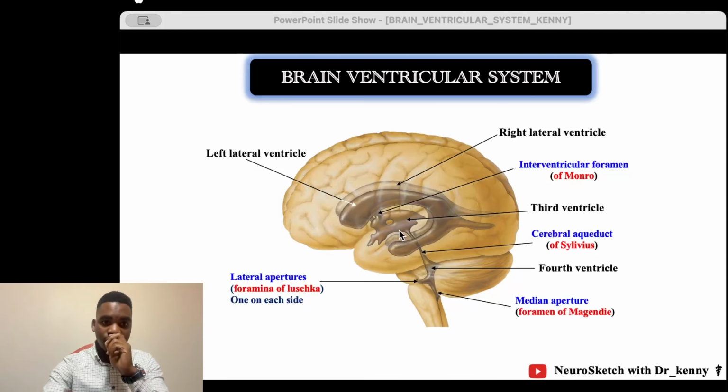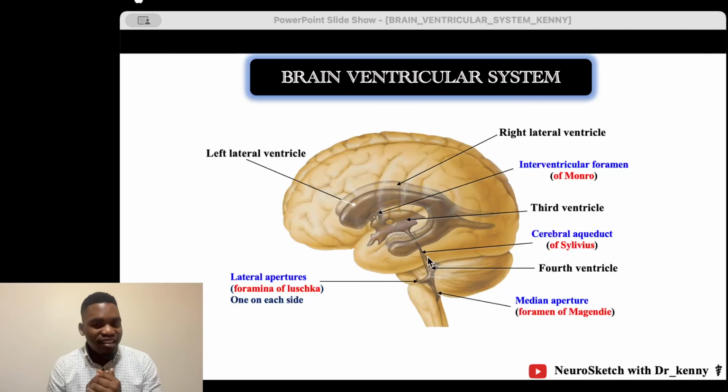Remember, I have told you the third ventricle is within the diencephalon, and now I'm telling you that the cerebral aqueduct of Sylvius lies within the brainstem, specifically within the midbrain. It is something like a central canal of the midbrain.